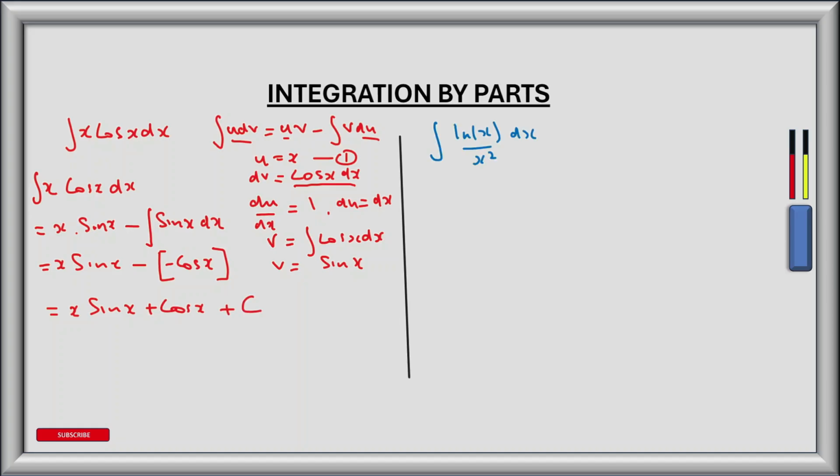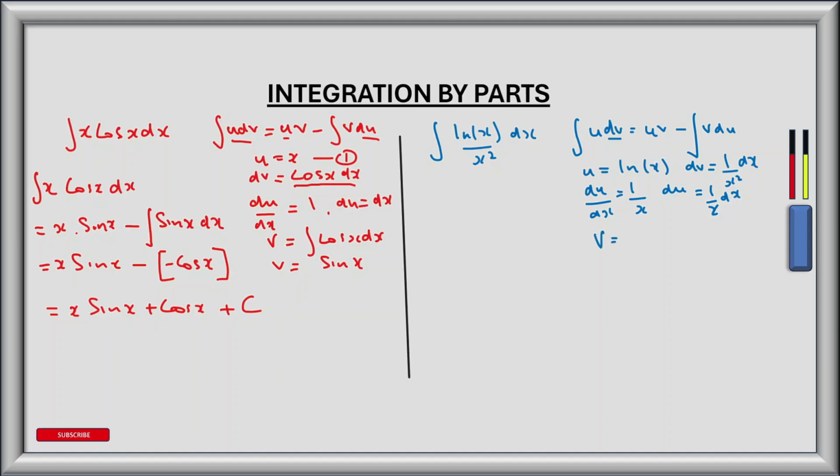So let's look at another example now. Let's try and integrate the log of x divided by x squared dx. So using integration by parts, the integral of u dv is equal to uv minus the integral of v du. So let's pick u equals log of x and dv is whatever's left, so dx divided by x squared. So the derivative of u with respect to x, so du by dx is equal to 1 over x, and so du is equal to 1 over x dx. We now need to find v.